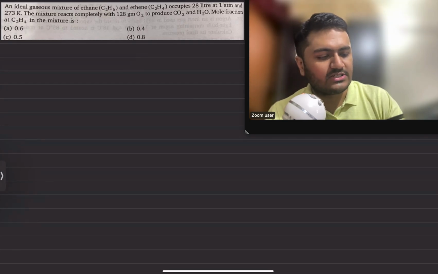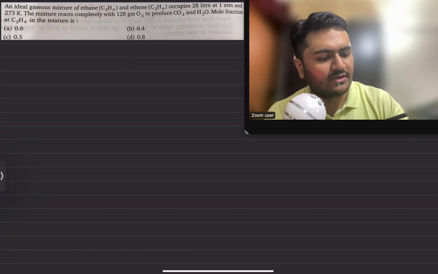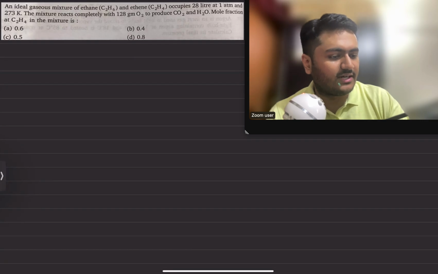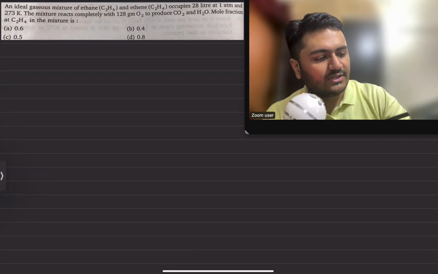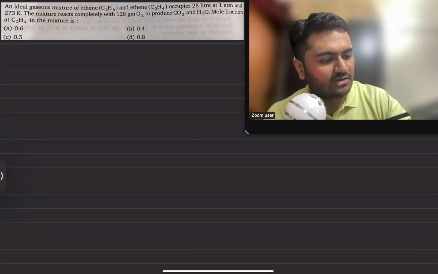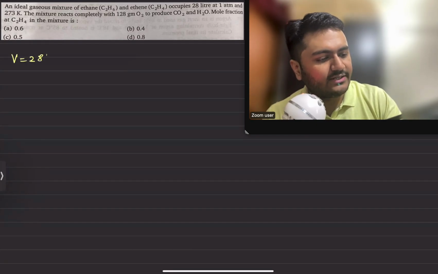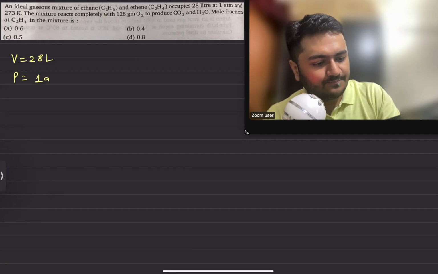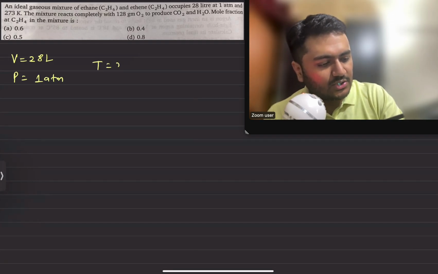Let's look at the question first. They have given you an ideal mixture of ethane and ethene, which occupies 28 liters at 1 atm and 273 Kelvin. So in the question they have given you the volume, which is 28 liters, the pressure, which is 1 atm, and the temperature, which is 273 Kelvin.